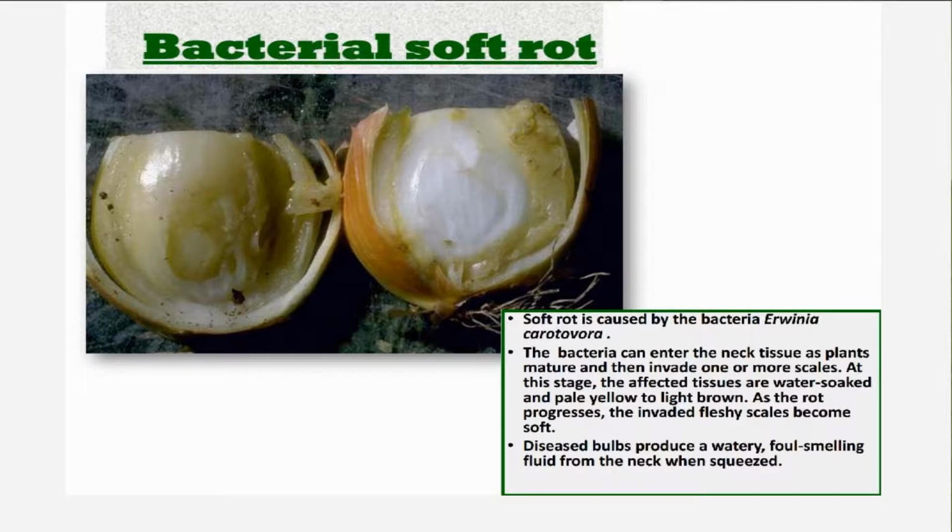All right? At this stage, the infected tissues are water soaked and pale yellow to brown. As the rot progresses, the invaded fleshy scales become soft. And because it is a bacteria, it will smell, so you will know that it's there. Diseased bulbs produce watery, foul-smelling fluids from the neck when you squeeze them. It will smell horrible.